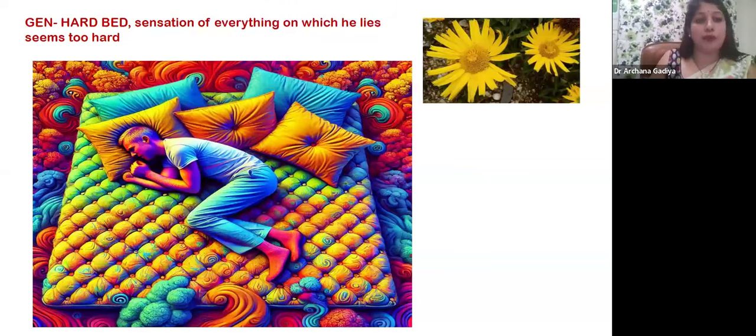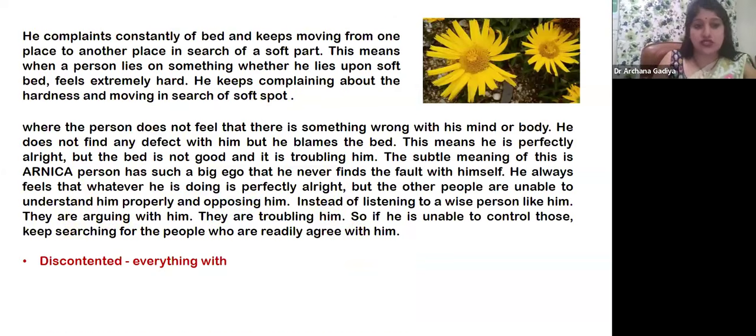So he complains constantly of the bed and keeps moving from one place to another in search of the soft part. This means when a person lies on something, even a soft bed, he feels it extremely hard. He keeps complaining about the hardness and moving in search of a soft spot. The person does not feel that there is something wrong with me, something wrong with my mind or my body. He does not find any defect in himself, but he blames the others. He blames the bed. This means he is perfectly all right, there is no problem with him, but the bed is not good.